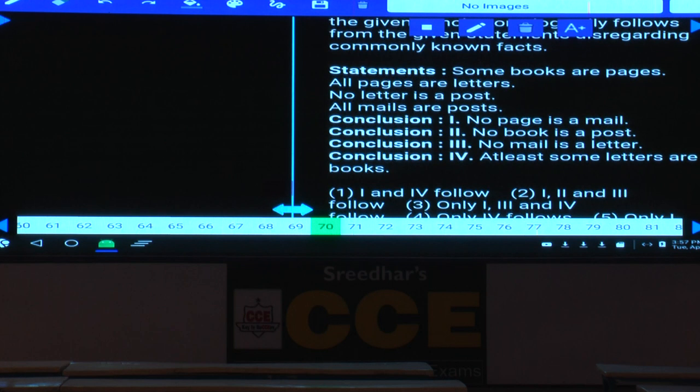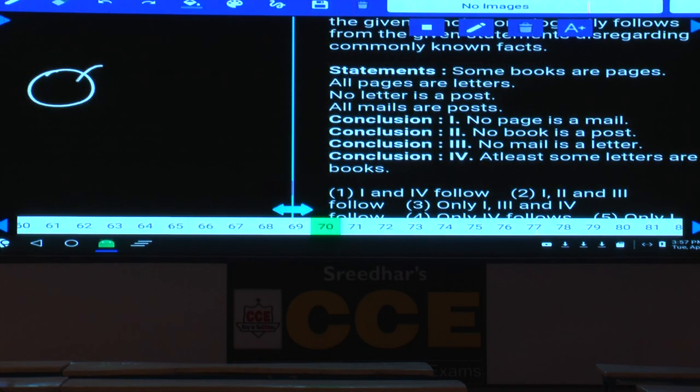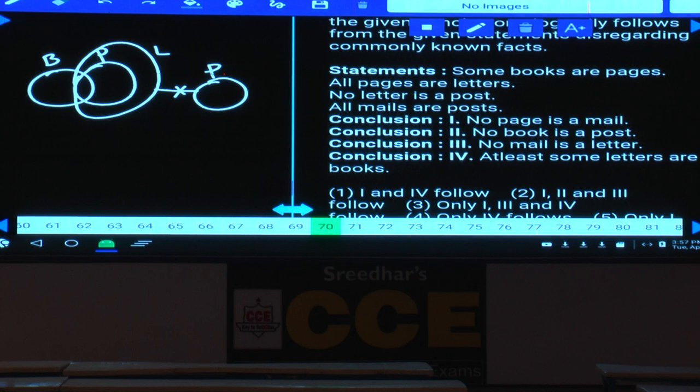Now in this 70, some books are pages. Some of the books are pages can be written as: these are the books which are pages. There is an intersection between book and page. All pages are letters. And no letter is a post, which can be written like this. And all mails are post. All the mails are post. Now this is the basic diagram.